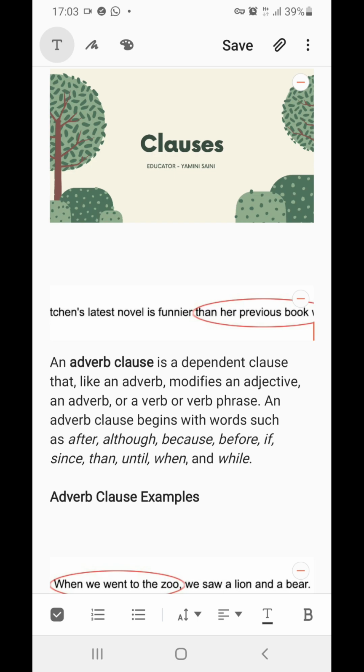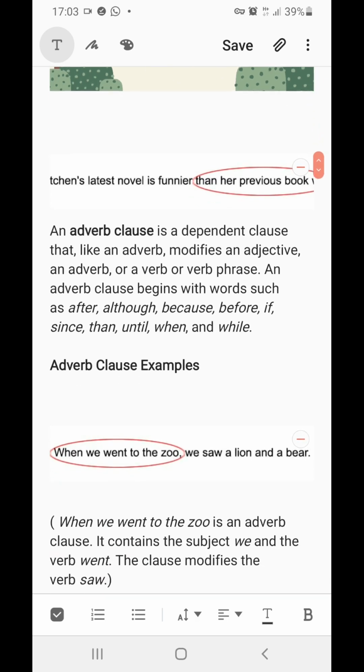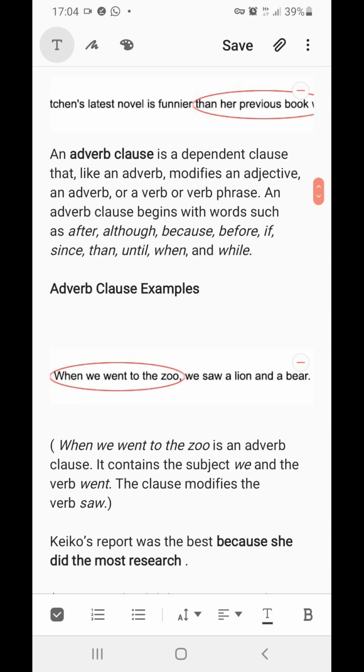So an adverb clause is a dependent clause that, like an adverb, modifies an adjective, an adverb or a verb phrase. An adverb clause begins with words such as after, although, because, before, if, since, than, until, when, and while. So these are few hints for you through which you can recognize that this particular phrase or this particular clause is an adverb clause. Okay, so now let us look at more examples of it.